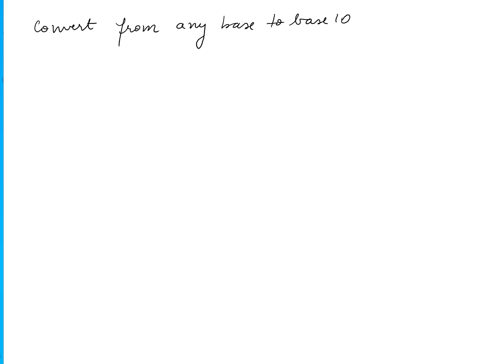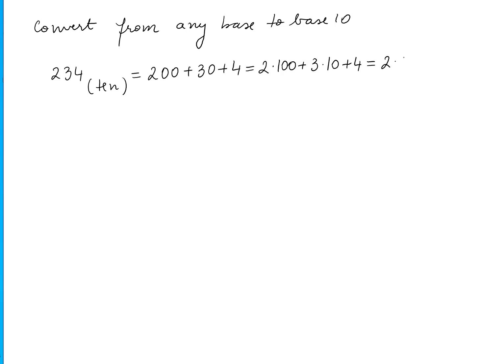In this video, I'm going to show you how to convert from any base to base 10. Before we begin, I want to remind you that any number in base 10, like 234 in base 10, can be written in this form. We read it 234, so 200 plus 30 plus 4, which means it can be written 2 times 100 plus 3 times 10 plus 4. So I'm writing using the digits that we have. Or 2 times 10 to the second plus 3 times 10 to the first plus 4 times 10 to 0.